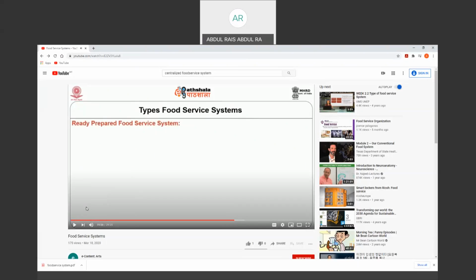Okay, untuk hari ini saya rasa saya stop dulu pada centralized system dulu. Yang ready prepared dan assemble kita akan cover pada hari Rabu. But before I end the class, saya just nak summarizekan conventional food service and centralized food service tu macam mana.